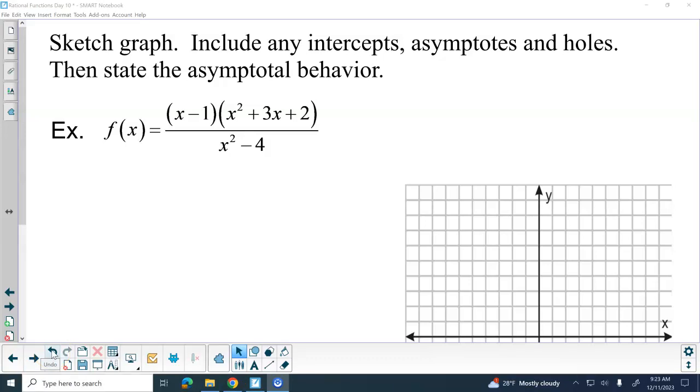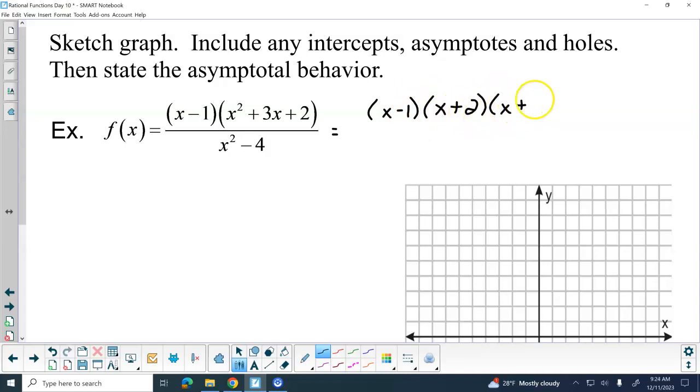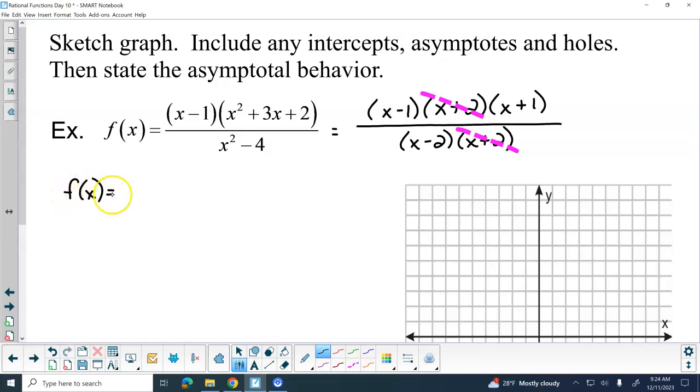All right. Here we go. 8, 15 over 2, and then 8. What do we got? x plus 2, x plus 1? And then, right? So these cancel each other out. So that gives me my new function, which is going to be x minus 1 times x plus 1 all over x minus 2. Yes?